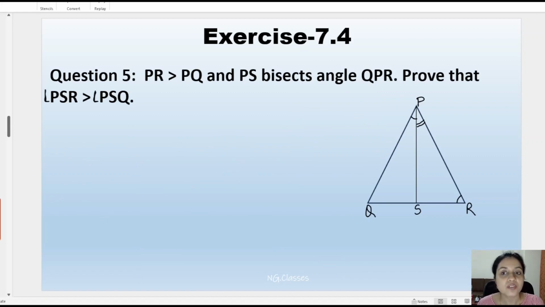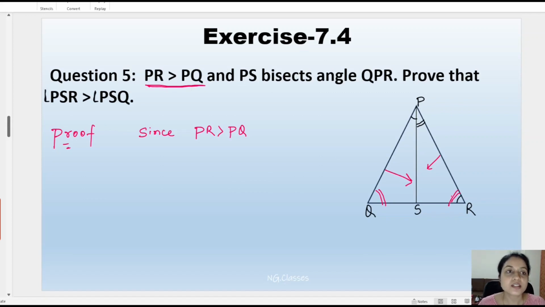Now let's get back to our question. So we have to prove that angle PSR is greater than angle PSQ. Here we know that PR is greater than PQ. Let's write it. Since side PR is greater than side PQ, can we write the angle which is opposite to PR? That means angle Q will be greater than the angle which is opposite to PQ, that means angle R. Let's write it.